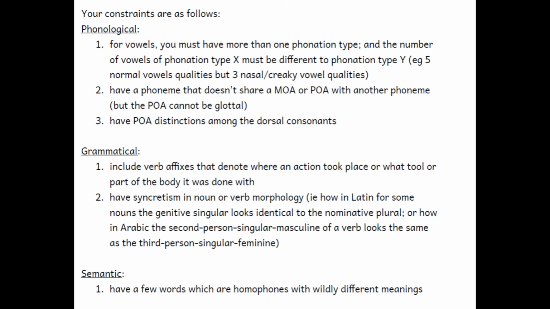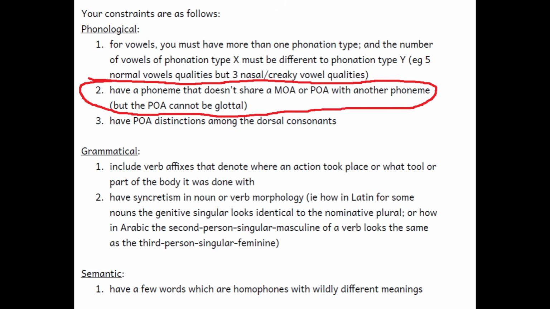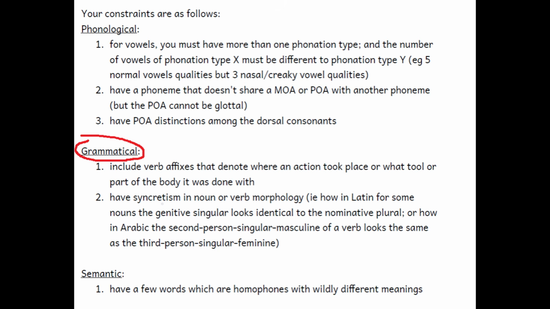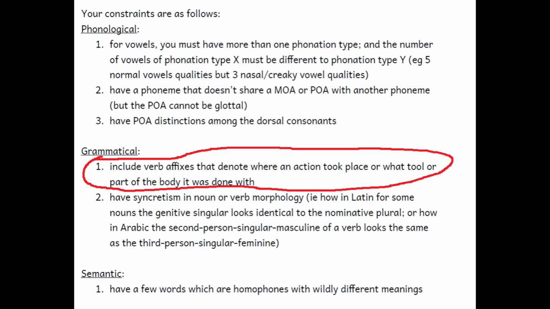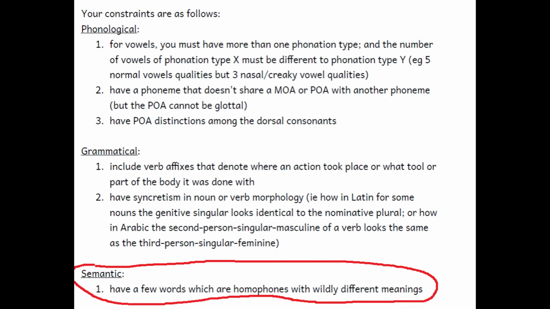Anyways, onto my language. The constraints given to me by Lycan are, for the phonemic ones: I have contrasting vowel qualities, with numbers of vowels per quality; I have a phoneme with a place of articulation and manner of articulation different from any other phoneme; and dorsal place of articulation distinctions. For the grammatical ones: verb affixes that denote where and with what tool an action was performed, and sequentism in morphology. And the semantic one is to have homophones.